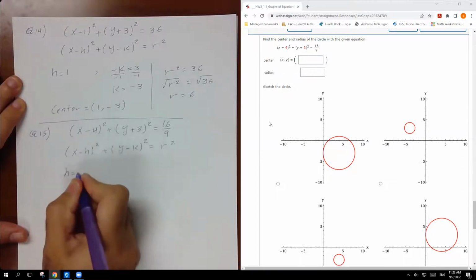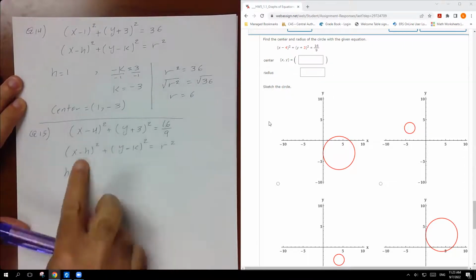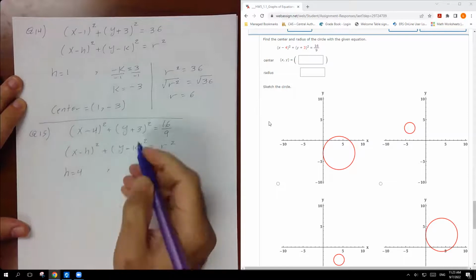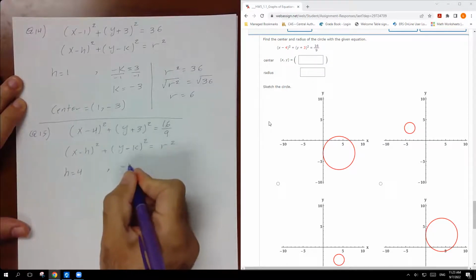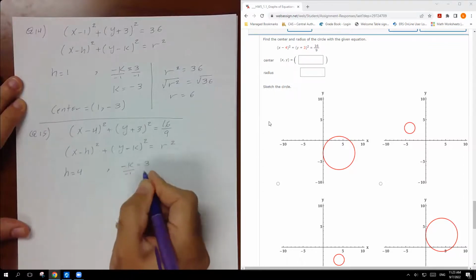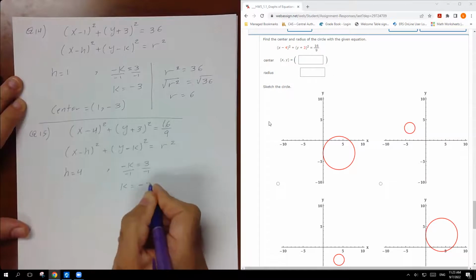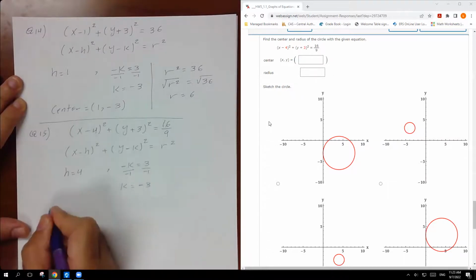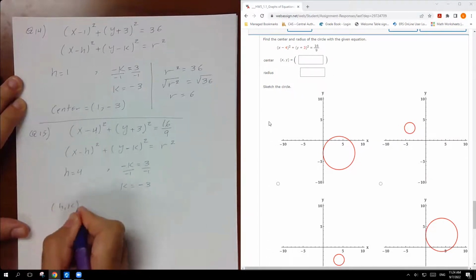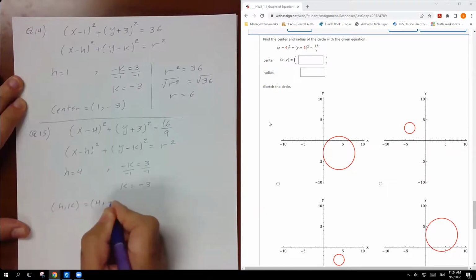So h is going to be 4. Sometimes k is going to be a positive number, depending on the sign. But if you look at the second one, you have negative k equal to positive 3. Divide both sides by -1, so k is going to be equal to -3. So the center is (h, k) equal to (4, -3).